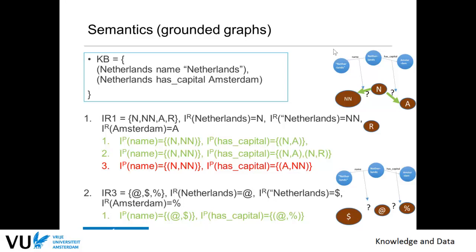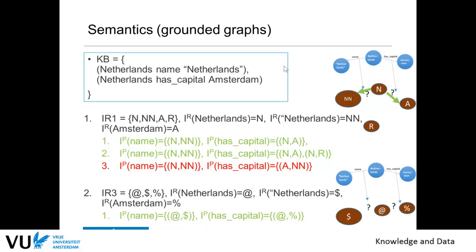If you look at what we did here, we have our graph, we have our names, words, Netherlands, and our concept Netherlands. Then Netherlands is mapped to the N element of the universe, and Netherlands in quotes is mapped to the NN element, the name of Netherlands, and Amsterdam is mapped to A. Then clearly in the interpretation of the has capital relation that we have here, N and A are in relation. So this is the question: is this the case? And you see that it is indeed the case. NN is the interpretation of Netherlands in quotes. N is the interpretation of Netherlands. And there is a relation between N and NN. So both the constraints of the knowledge base, both axioms, are satisfied in this specific interpretation.